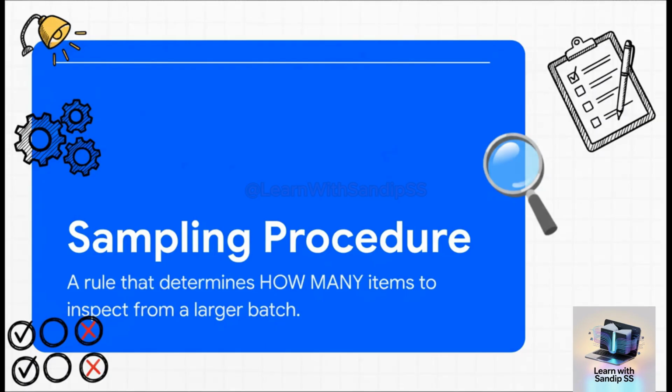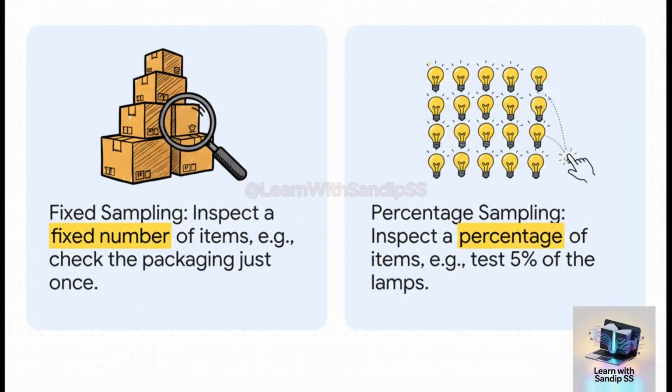All right, next building block, the sampling procedure. Let's go back to our 10,000 lamps. Are you really going to check every single one? Probably not. It's just not practical. This is the rule that tells the system exactly how many items to grab from that huge batch to inspect. So you could use a fixed sample, which is pretty straightforward. Just inspect the outer box once per delivery. Simple. Or, for something more critical, like power usage, you might use a percentage sample. Let's test 5% of all the lamps that came in. It's all about picking the right strategy for the right check.